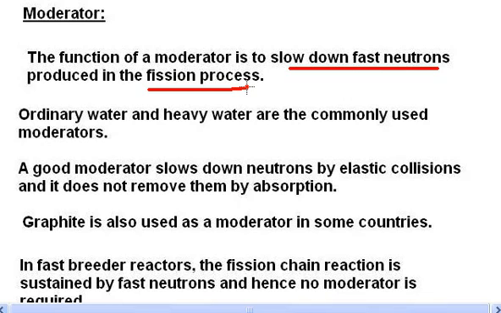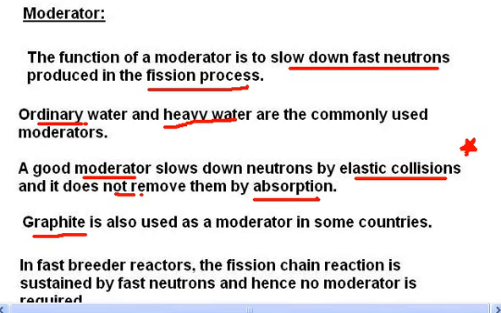Got the point? And what are the materials used to slow down the fast neutron? The commonly used materials are the ordinary water and the heavy water. If it is a good moderator, it should slow down the neutron by the elastic collision. Please make a note of this. It should slow down by the elastic collision and not by the absorption. So moderator should not absorb the neutron. It has to slow down the neutron by the elastic collision. In some countries, graphite is also used as a moderator.